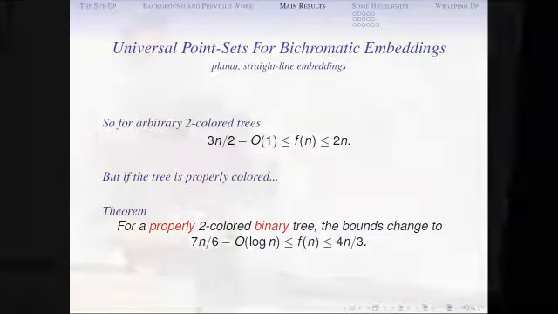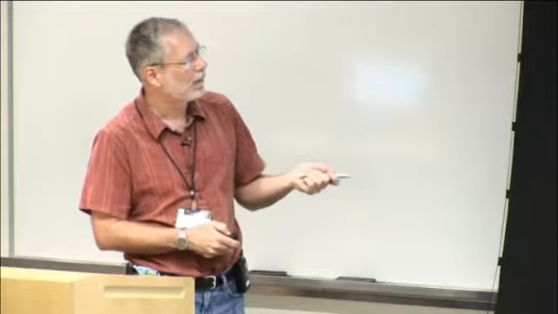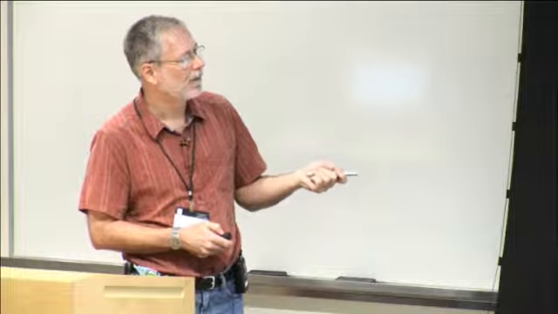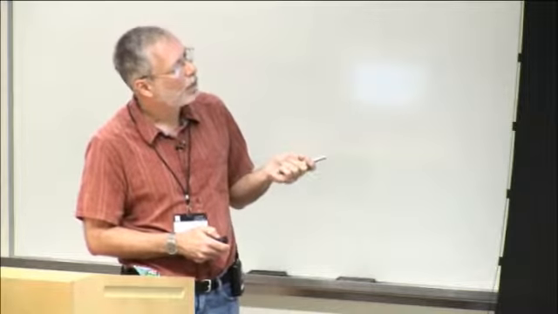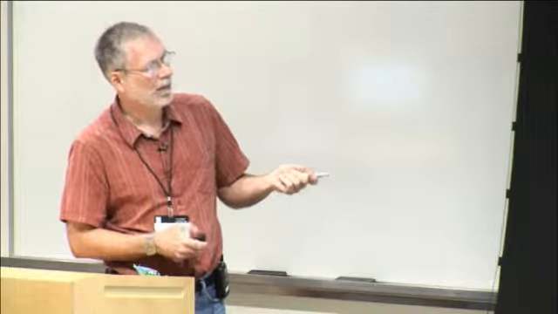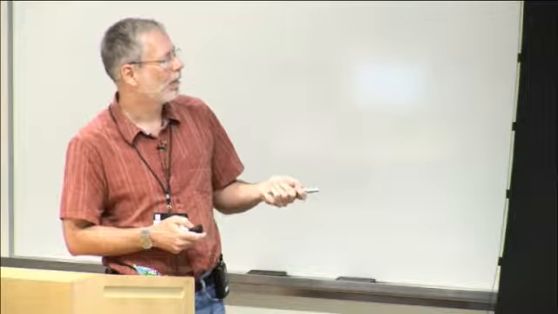If the tree is properly colored, then in fact you can improve the bounds a little bit. You can get lower bound 7n/6 minus log n, and upper bound of 4n/3. Okay? So that's some information on universal point sets. And finally, we looked a little bit at polyline planar embeddings. We looked at point sets that were linearly separable. We were able to show that if you have a two-colored tree and a compatibly two-colored planar point set, remember compatibly just means the colors add up properly, that is linearly separable, then you can do a one-bend bichromatic embedding on that point set. So those are the results.